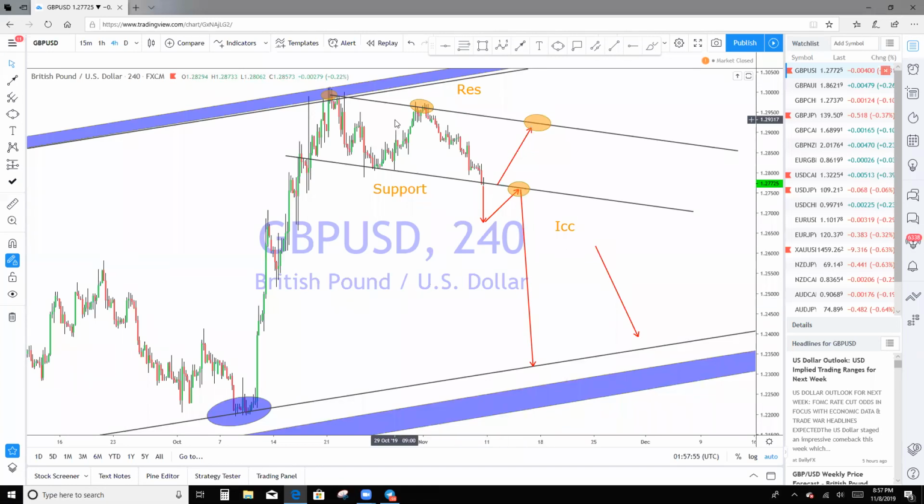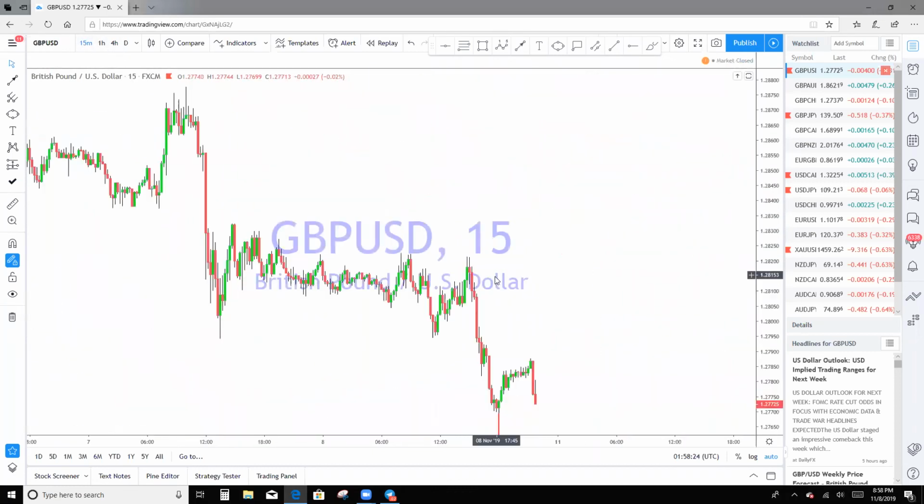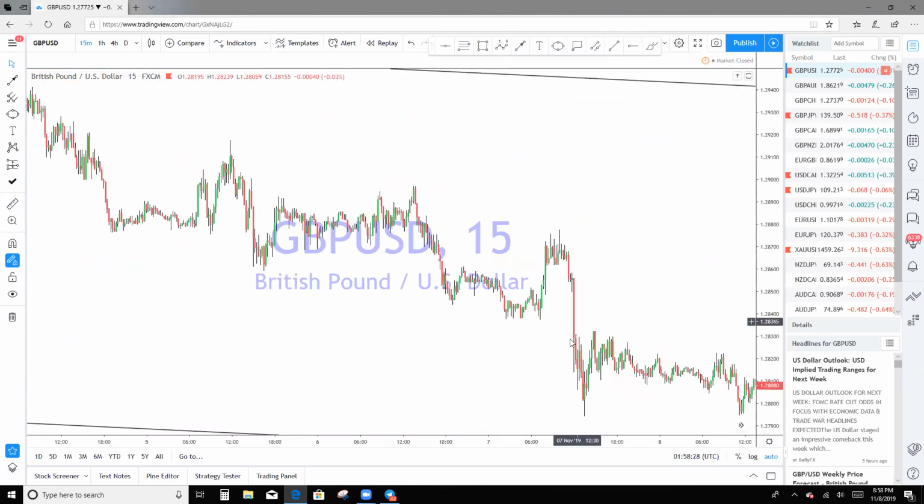If that was too much thrown over your head, say I, and I'll explain it again. There's nothing wrong with that. Let's explain it a different way. So what am I saying? Let's start with impulse, correction, continuation first. Let me go to the smaller time frame right quick. Understand impulse, correction, continuation happens all the time.